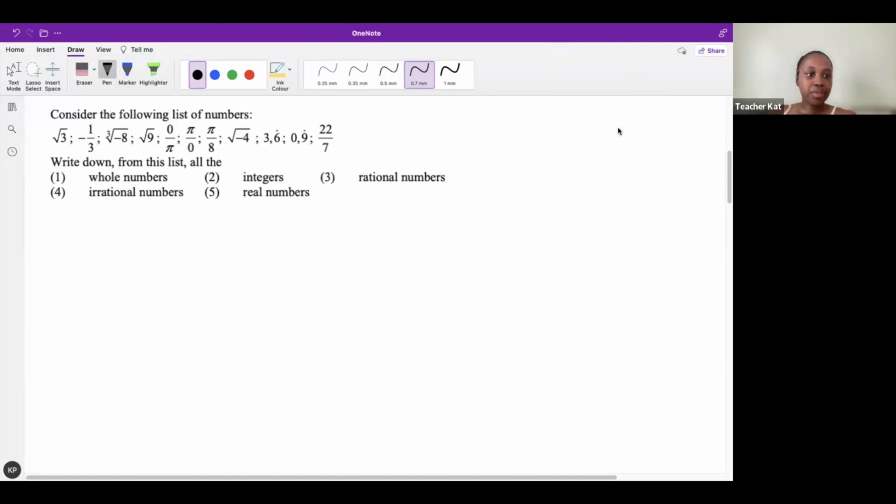So let's get going. We have a list of numbers here separated by semicolons, and we have to categorize these numbers into 5 categories. The one thing that always catches students out is that we always say, write down all of the whole numbers or all of the integers. You guys only write one, and you lose a lot of marks because of that.